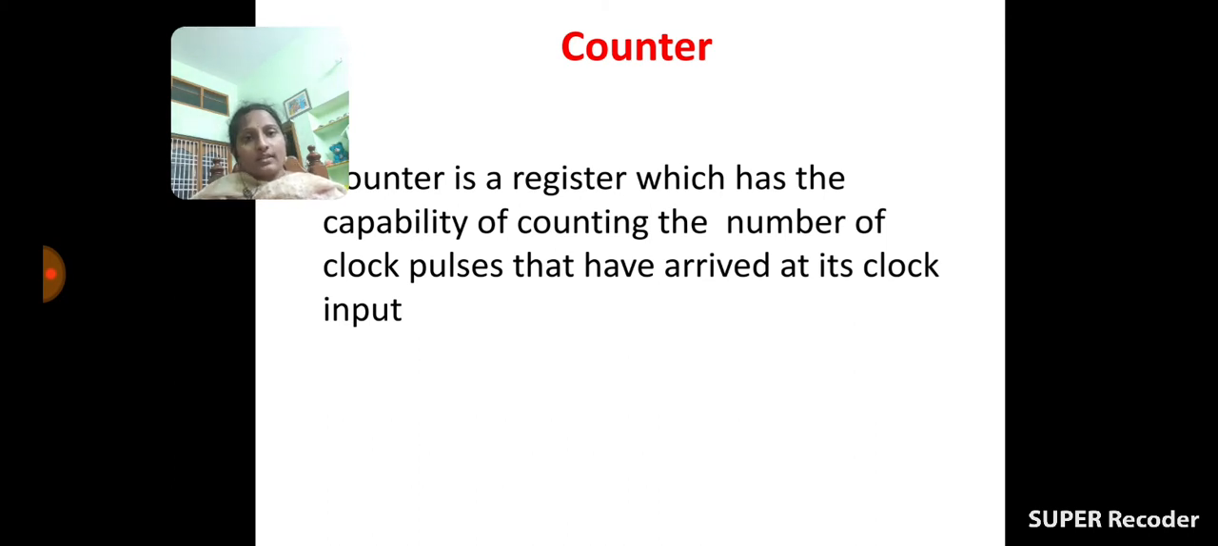It is a device which is used to count the number of pulses. Simple answer. And how is the counter manufactured? With the help of registers. That's why it is also called a register which is used to count the number of pulses arrived at its input. Is it clear? It is a register which is used to count the number of pulses arrived at its input. So this is the definition of counter.